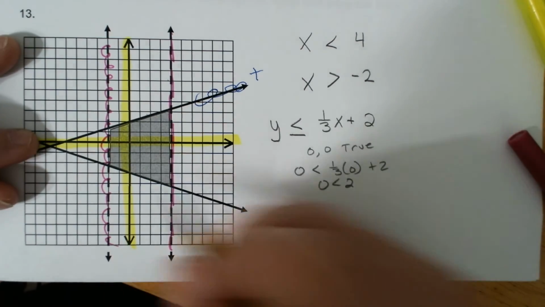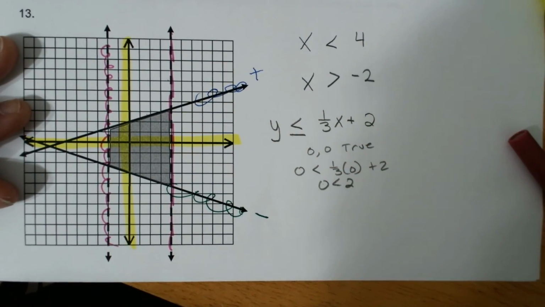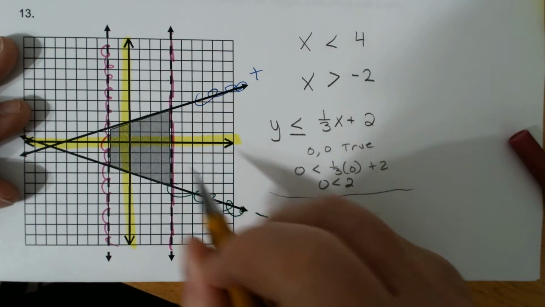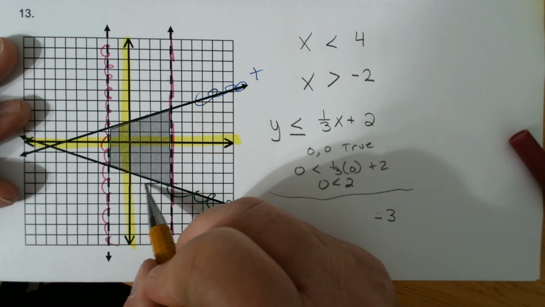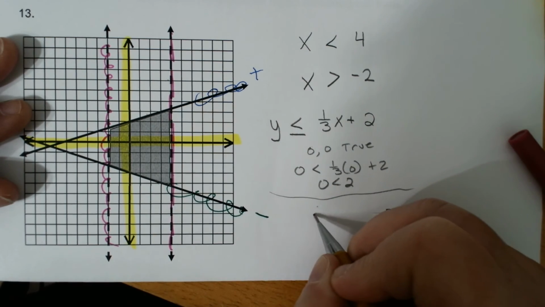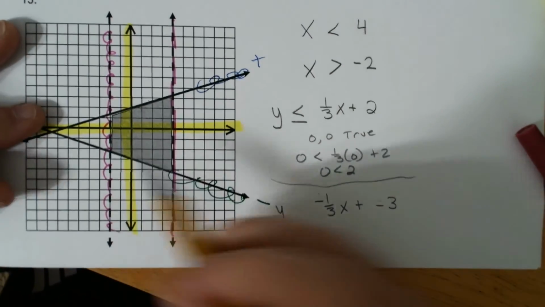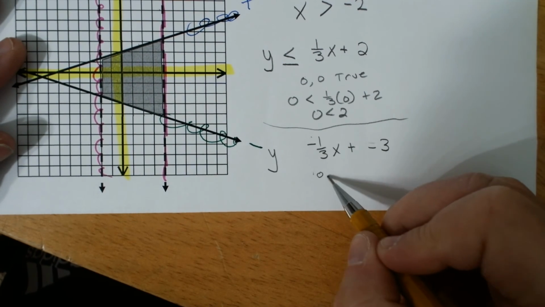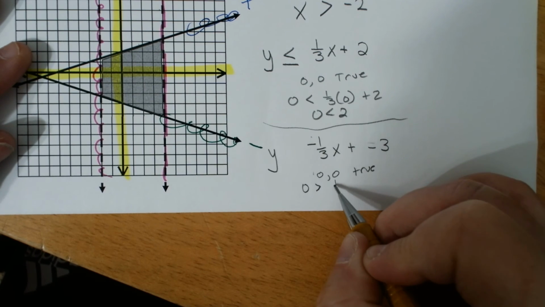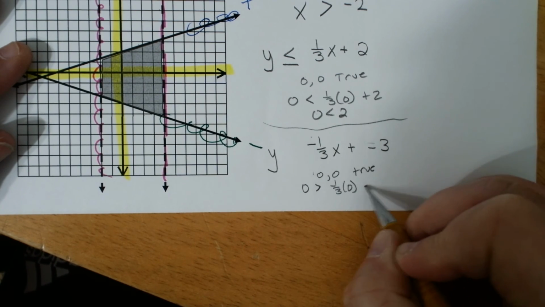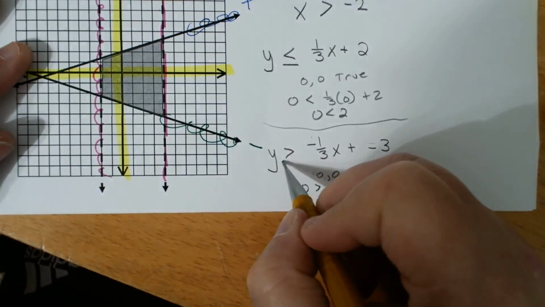And then I have this line, which has a negative slope. It has a y-intercept at -3. It's got a slope of -1/3 x. I want 0, 0 to be true. So 0 is greater than -1/3 times 0 minus 3. 0 is greater than -3, which is true. So this is greater, and it's solid, and it's underlined.